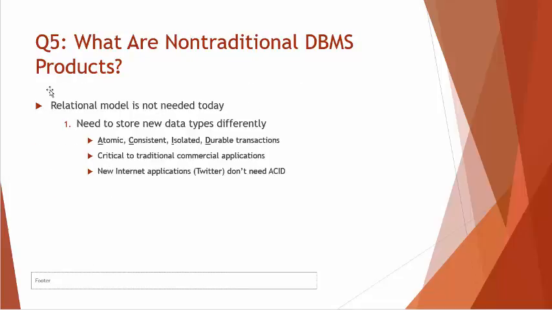So continuing on to answer these questions, one question might be, what are non-traditional database management system products? And those are the ones where a relational model is not needed today. So if you're doing a query, say from Google, do they really need a relational database to store all of the queries that somebody might retrieve?